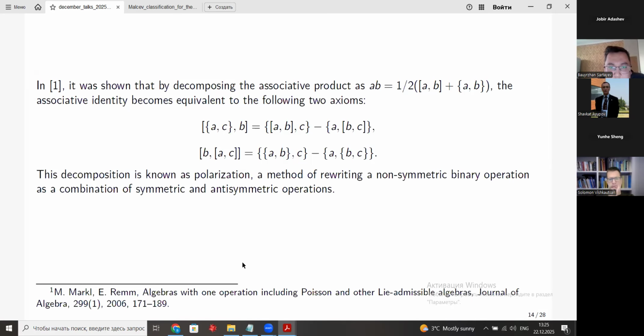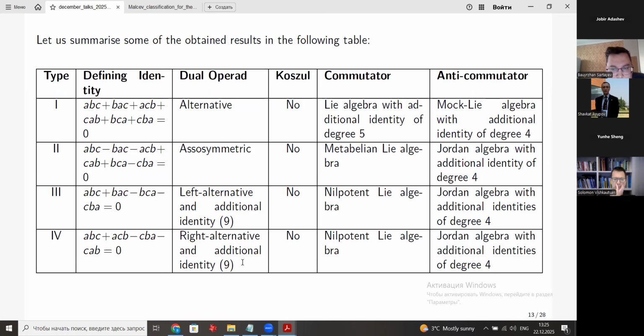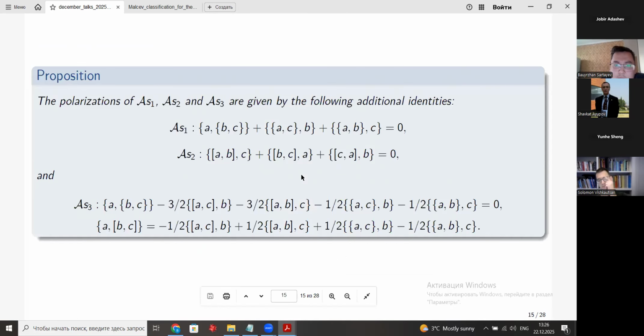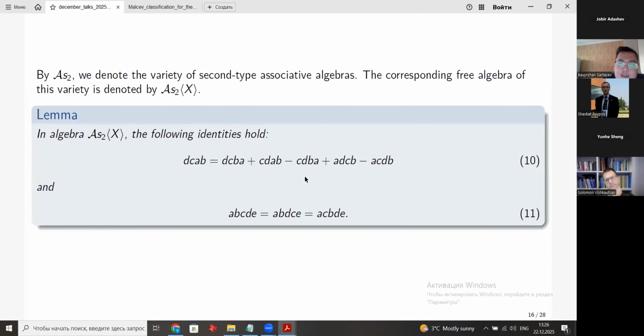As I said before, here it is relative to the commutator. The most interesting algebra is the second type, because here it's nilpotent of index 6, while the others are index 4 nilpotent. So the most interesting is the second type of associative algebra. Now what we will do is try to construct a basis of the free algebra. We consider the free associative algebra of the second type. By S2 we denote the variety of second type associative algebras, and the corresponding free algebra of this variety we denote by S2X, the free algebra from this variety generated by the set X.